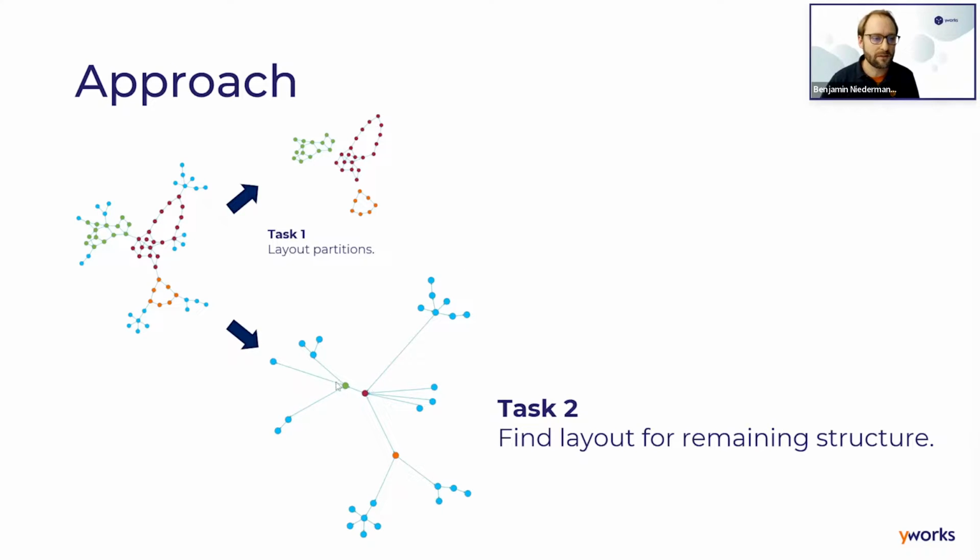So what we do is that we replace each partition by a single node. And in this case, we get a tree structure, and then we find a layout for the remaining structure, and then we combine the layouts for these partitions with a layout for the remaining structure, and we get the overall structure.